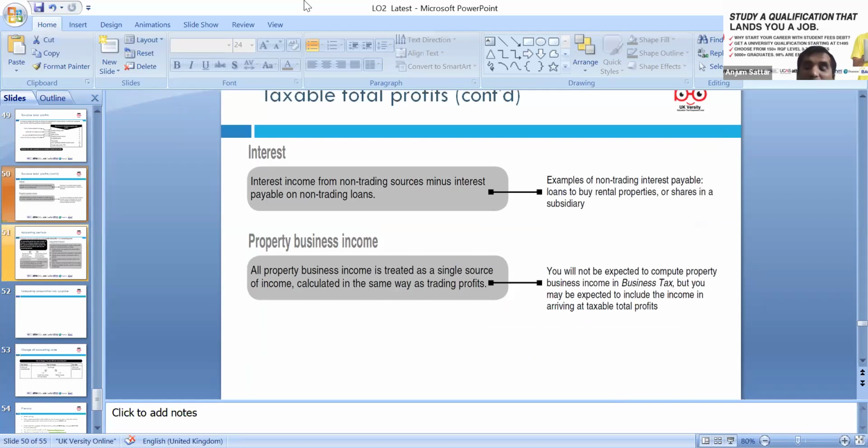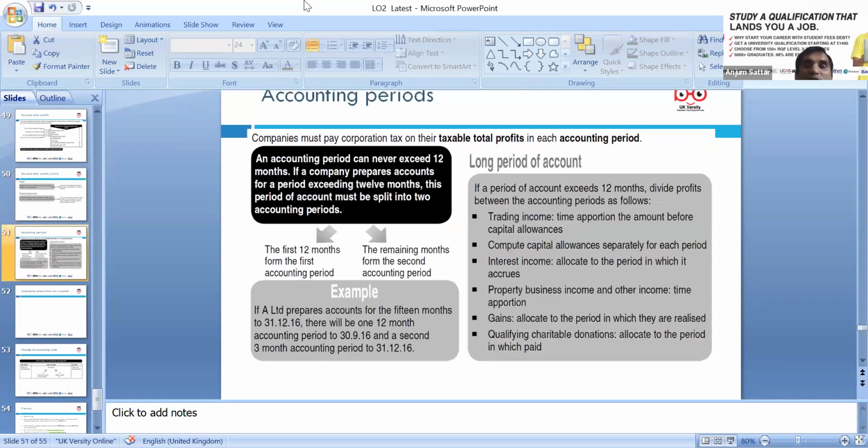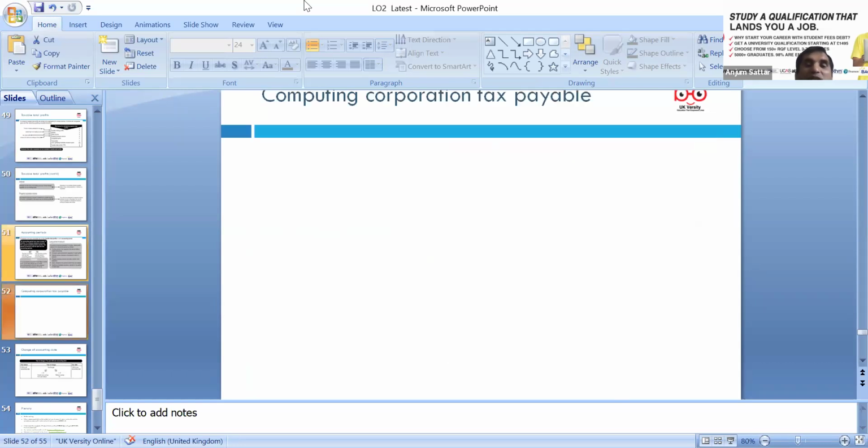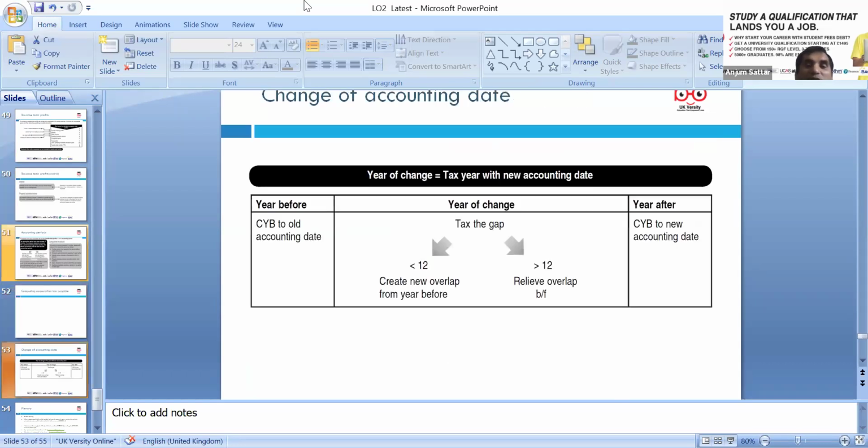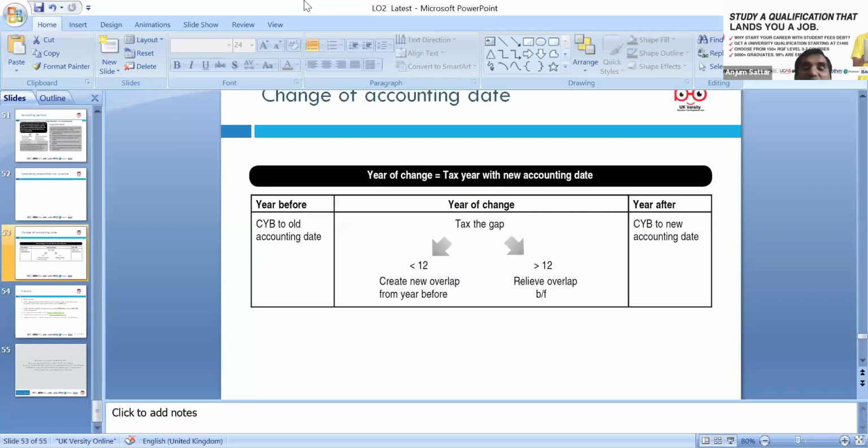So we need to look further at the proportion of the property, the market value of the property. Accounting period, of course, we know the year start and end. That's where we need to look at the overlap of profit, the gaps. They create a new overlap from the year before and the year forward, and the profit that we need to make adjustment to.